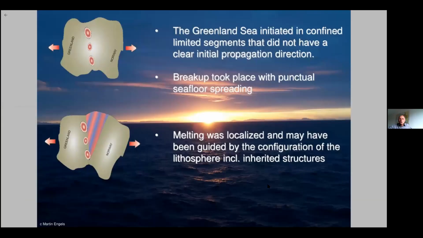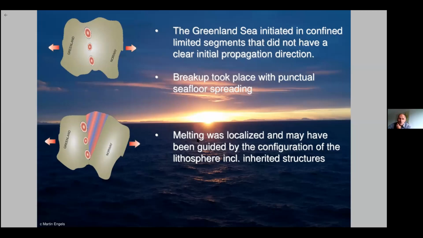So to conclude, we have indication that the Greenland Sea initiated from limited segments. So the rift that resulted in that ocean was segmented into compartments a couple of 100 kilometers long. And in the early stage, there was not a clear initial propagation direction, but more kind of punctual seafloor spreading as we observe it in the Red Sea right now.